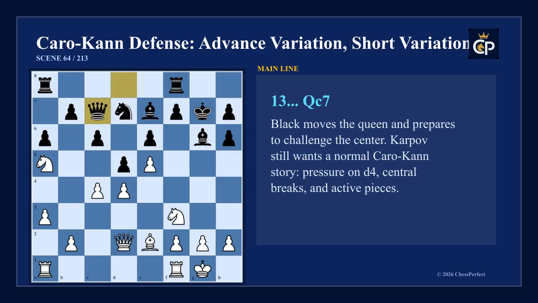Queen c7. Black moves the queen and prepares to challenge the center. Karpov still wants a normal Caro-Kann story: pressure on d4, central breaks, and active pieces.